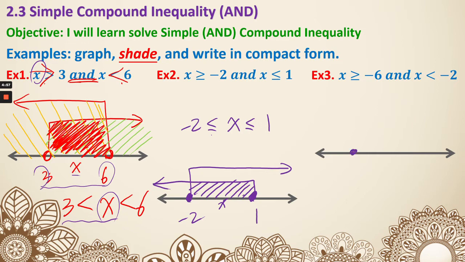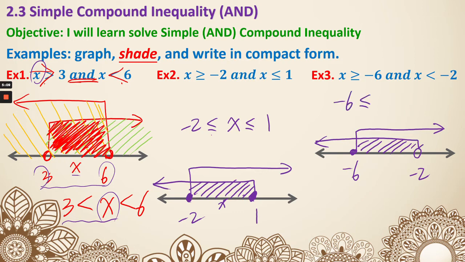Next, -6 on the left, and -2 on the right. -6 is pointing to the right, -2 is pointing to the left. Middle part is being shaded, compact form: -6 is less than or equal to x in the middle, which is less than -2.